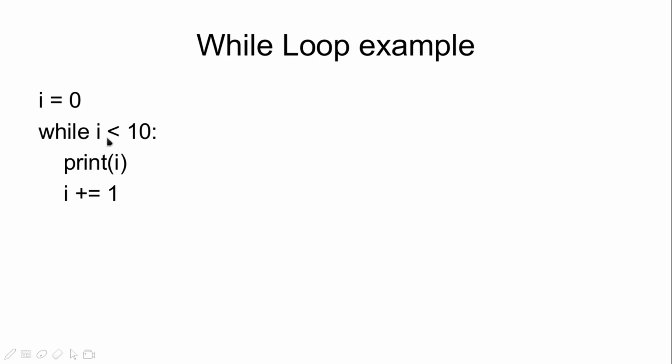until i reaches 9. i will be checked. It's still less than 10. So the print statement will print 9 and i will have the value of 10. This condition will not be met. So the loop will exit. Okay, so let's fire up our Jupyter notebook and explore looping a bit more.